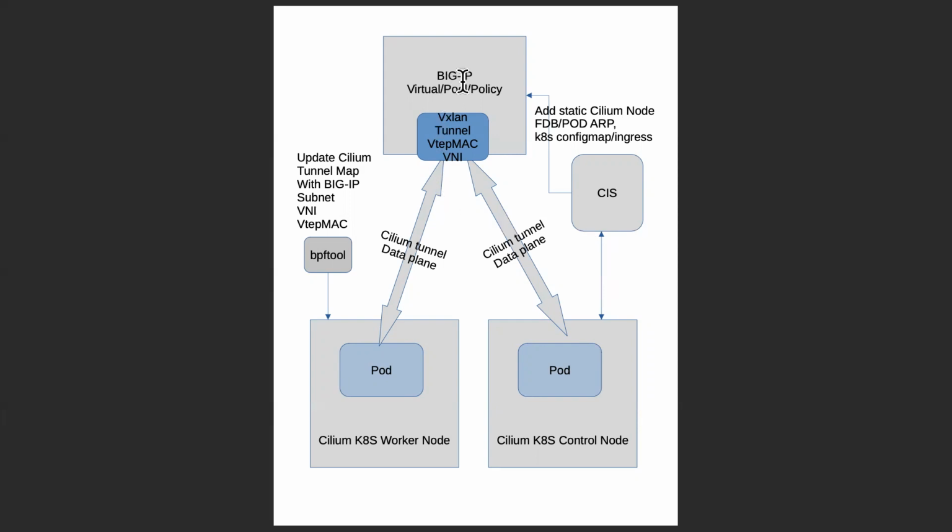So for example, when BIG-IP wants to reach a Cilium Pod, BIG-IP can send an ARP broadcast to all the Cilium nodes, and when a Cilium node sees an ARP broadcast for a pod IP address that is a local pod on this node, then this node will send the ARP reply to the BIG-IP, saying this pod MAC address is here on this node. Basically, kind of like a proxy ARP reply.